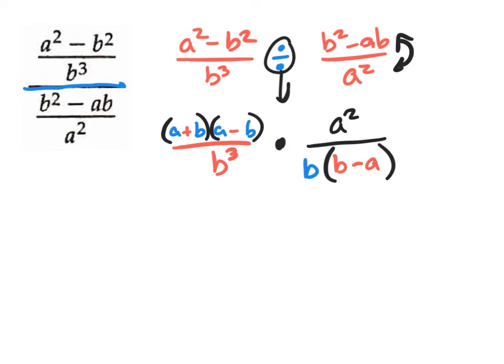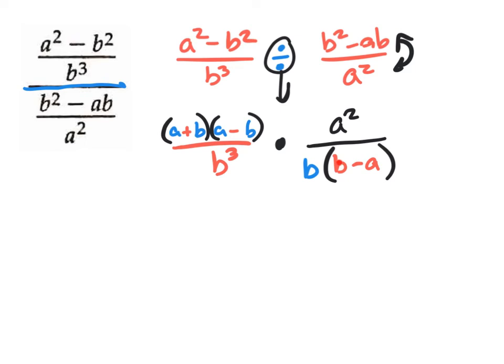So now that it's all factored, I could cancel whatever's alike on top and bottom. So we're thinking a squared. Is there any a's down here? No, there's not. Okay, well, how about a plus b? Is there a plus b down there? No, there's not. Is there a minus b? Well, there's a b minus a. Is a minus b the same thing as b minus a? No, it's not.